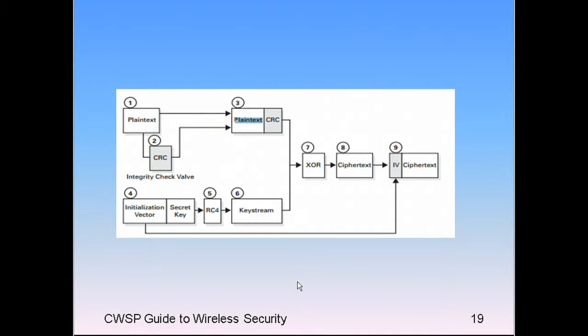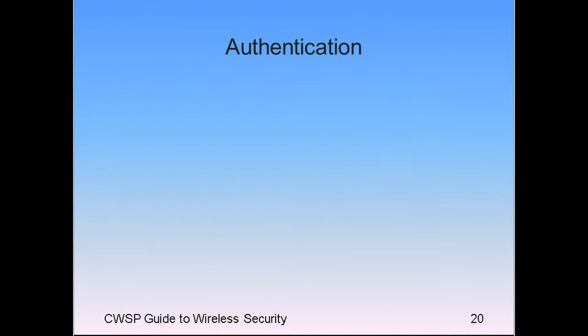Another picture of what goes on: plain text, CRC. The plain text will get the CRC, and we have plain text and CRC. The initialization vector and the secret key, through the RC4, give us the key stream. We XOR the key stream with the plain text and the CRC to get the ciphertext, and then we send the IV and the ciphertext to the other end, and the process gets reversed in order to produce what we want.